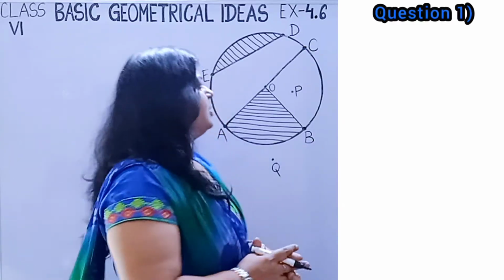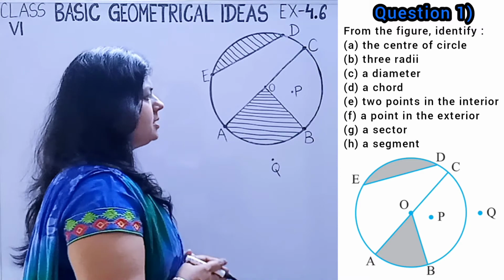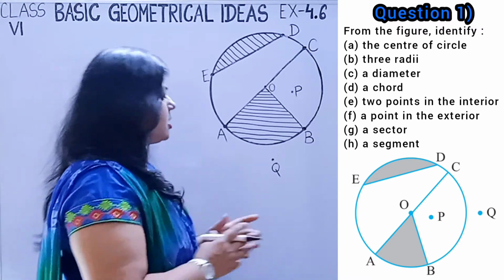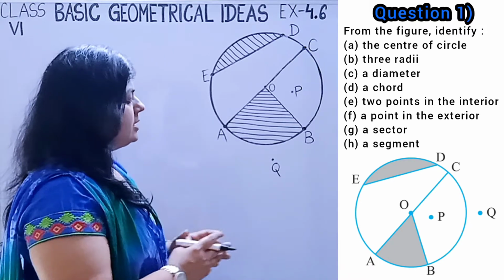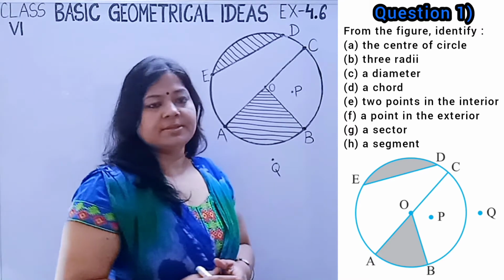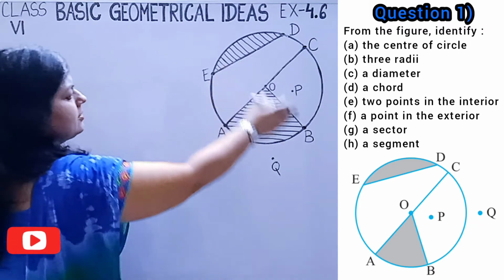Question number 1. From the figure identify: A, the center of the circle; B, 3 radii; C, a diameter; D, a chord; E, 2 points in the interior; F, a point in the exterior; G, a sector; H, a segment. So here is our figure. From this figure we have to identify the following.